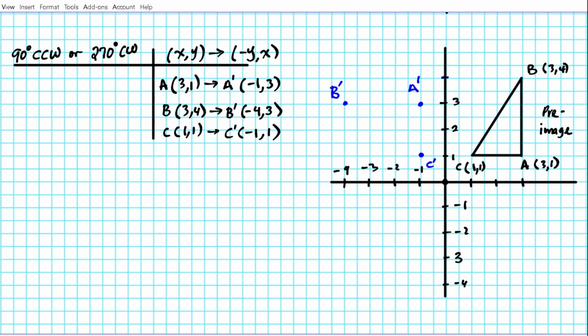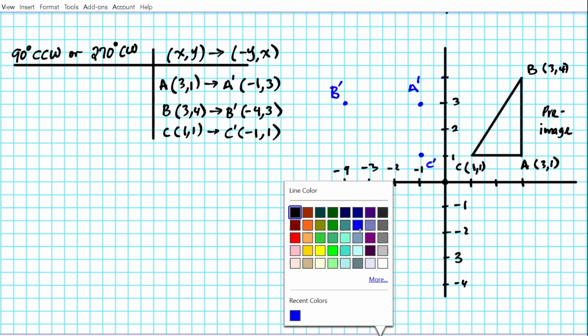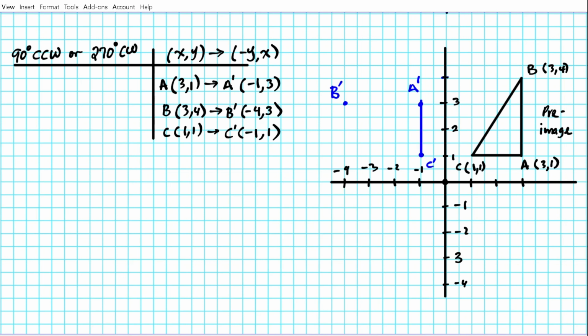And then let's go ahead and connect the dots to get the image under a 90 degrees counterclockwise rotation. Bam, bam, bam. You see that right there? That's exactly what it looks like. All right, so this is our pre-image. This guy right here is our image.